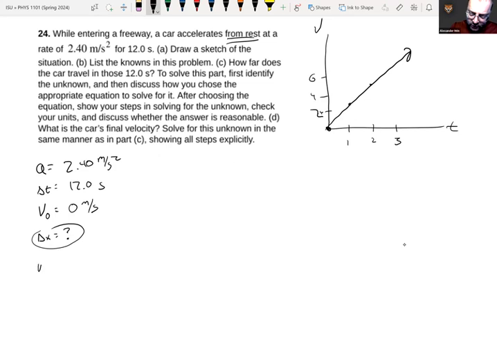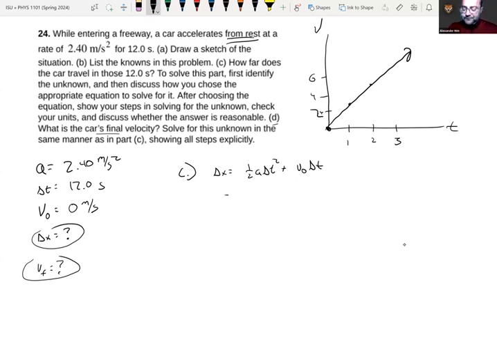Now, another unknown we don't have, and I like writing this down and just acknowledging it, we don't know how fast the car was going. Now, it turns out in part D, we are asked to find that. So we're going to need to find that as well. But for part C, we'll use the equation that has acceleration, time, initial velocity, and delta X. And that's delta X equals 1 half a delta t squared plus v naught delta t.